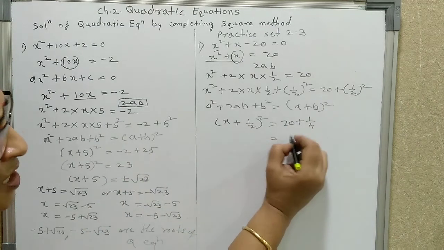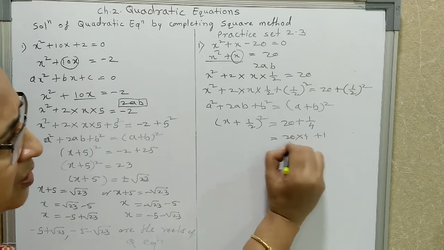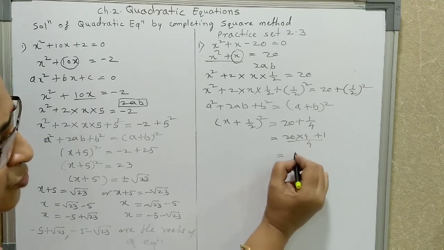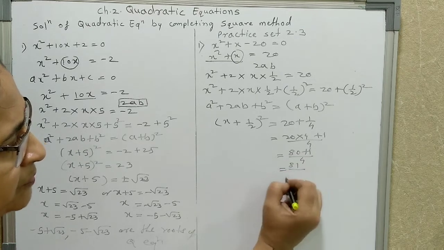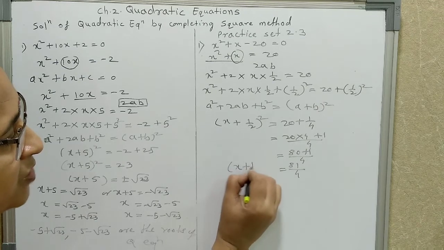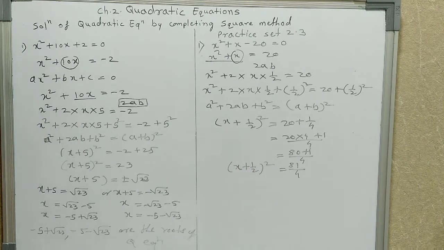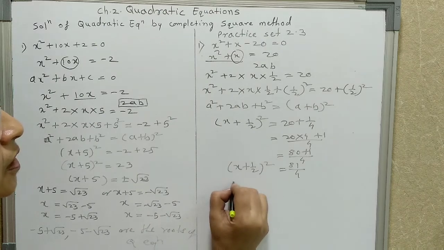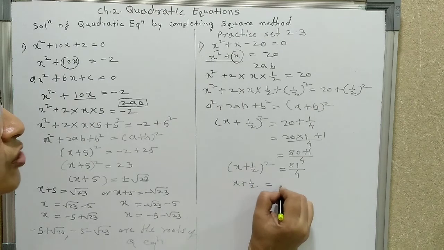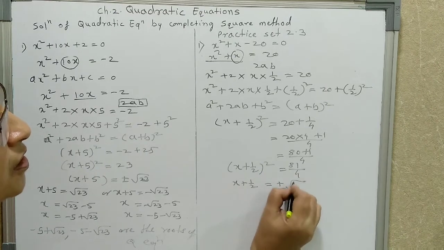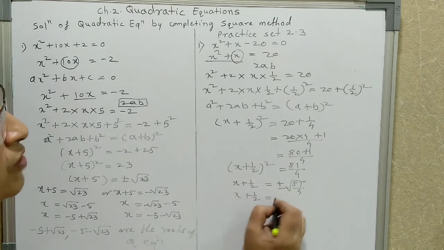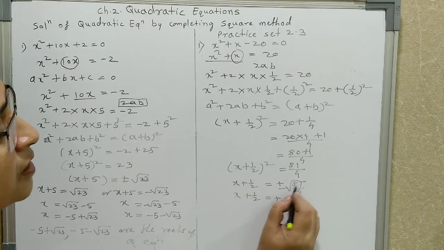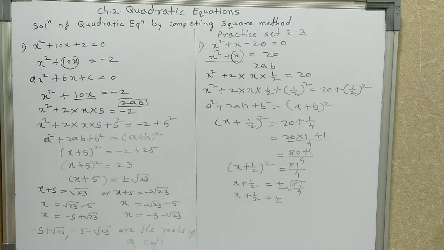Now we simplify this: 20 into 4 plus 1 upon 4, 80 plus 1 upon 4. So we form 81 upon 4. Here (x plus 1 upon 2) whole square. Now taking root both sides, so x plus 1 upon 2 is equal to plus minus under root 81 upon 4. So therefore x plus 1 upon 2 is equal to plus minus 9 upon 2, because 81 is the square of 9.